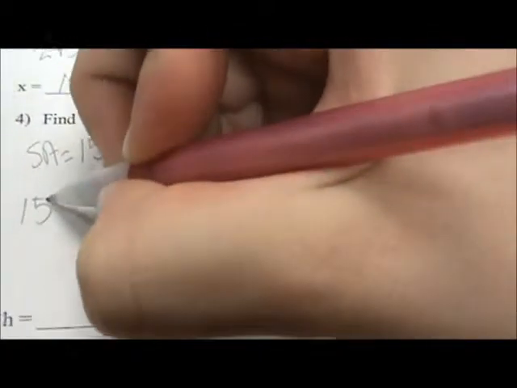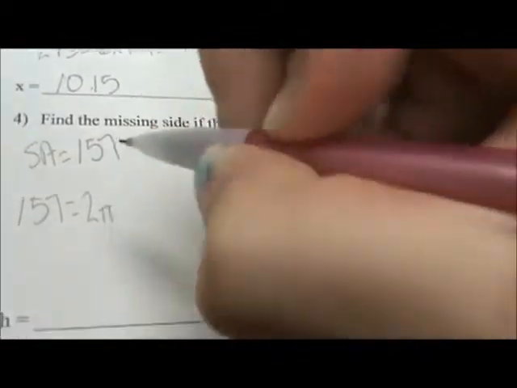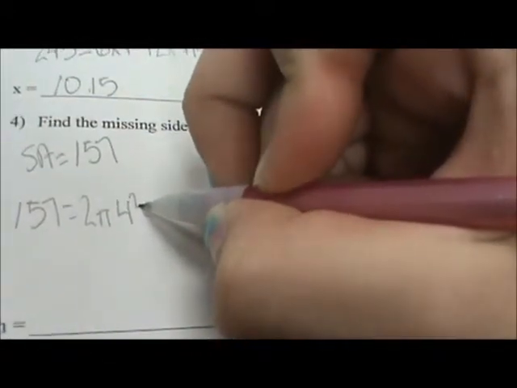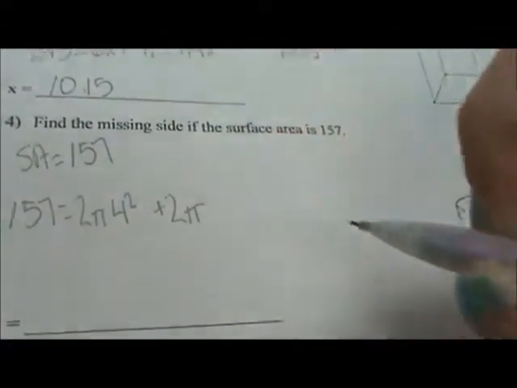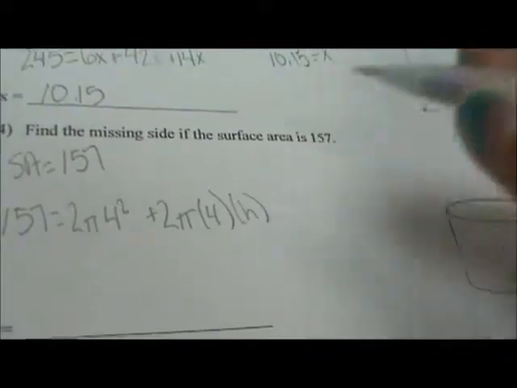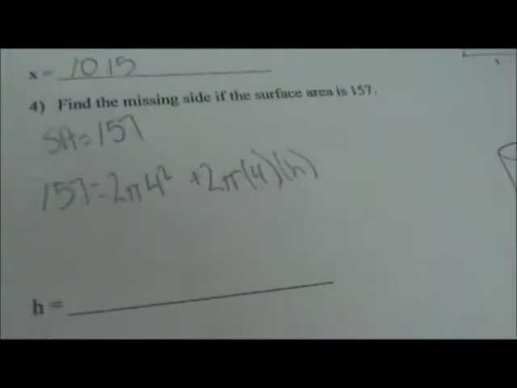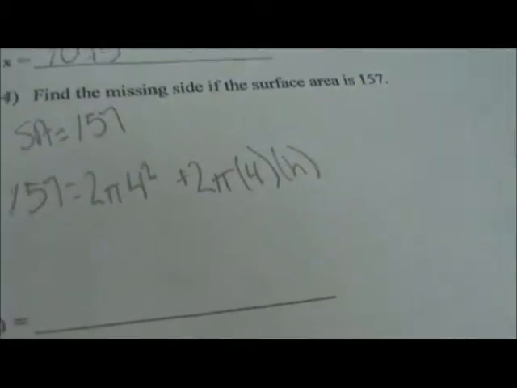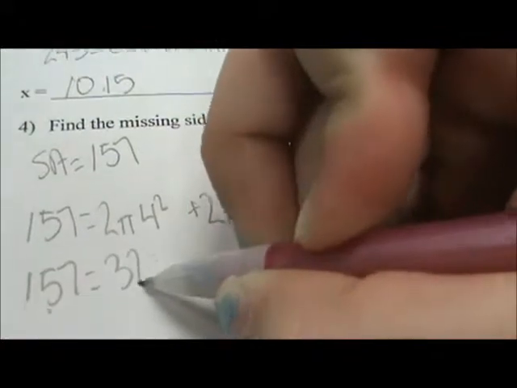So we'll put 157 is equal to 2 times pi times radius squared, which in this case your radius is 4, plus 2 times pi times radius, which is 4 again, and then times your height, since we don't know what your height is yet. So then we need to simplify those sides. So we need to square the 4, which is then going to be 16, then take 16 times 2, which is going to be 32 pi.